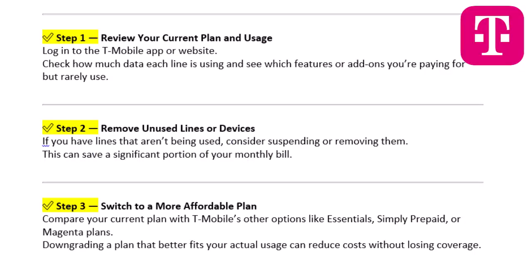Step 1. Review your current plan and usage. Log into the T-Mobile app or website, check how much data each line is using, and see which features or add-ons you're paying for but rarely use.